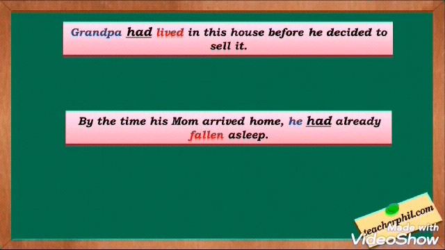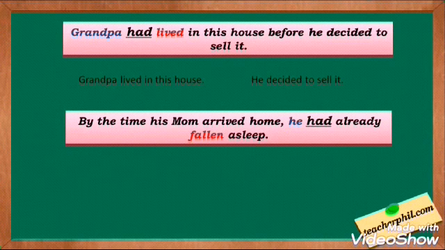Another example, Grandpa had lived in this house before he decided to sell it. Here we have two events. The first one, had lived, and the second one, he decided to sell it. Grandpa lived in this house. This is the first action. He decided to sell it. This is the second action. So the past perfect here will be Grandpa lived in this house. And the past simple will be he decided to sell it.